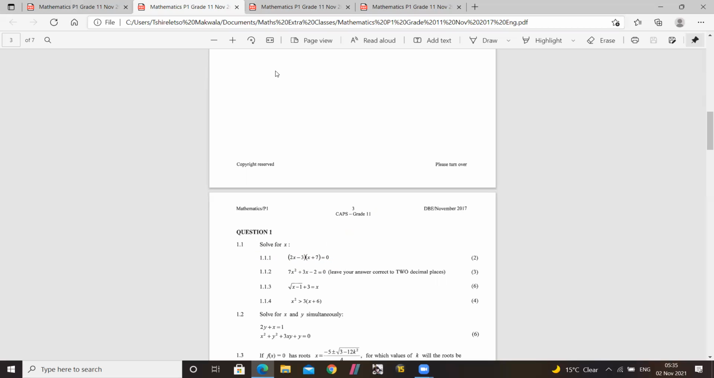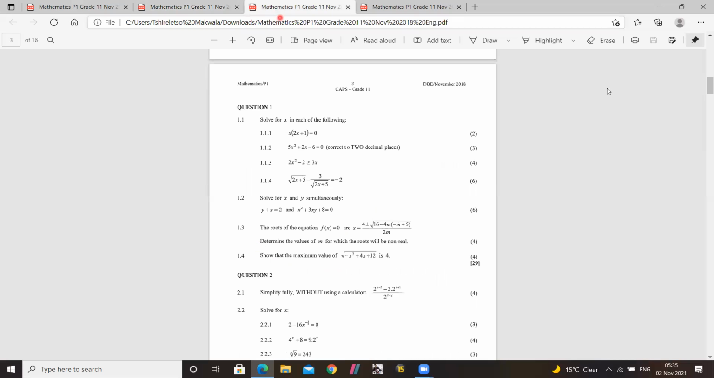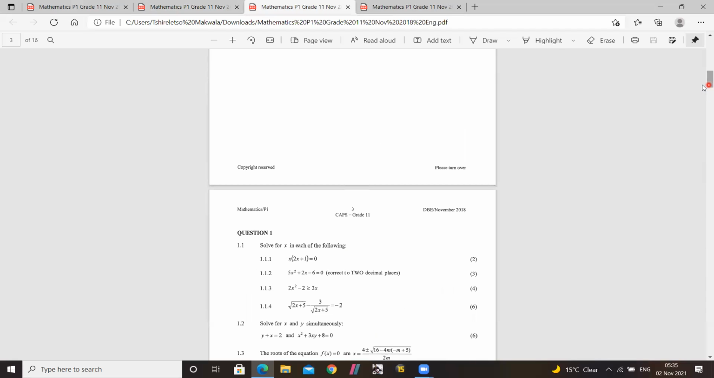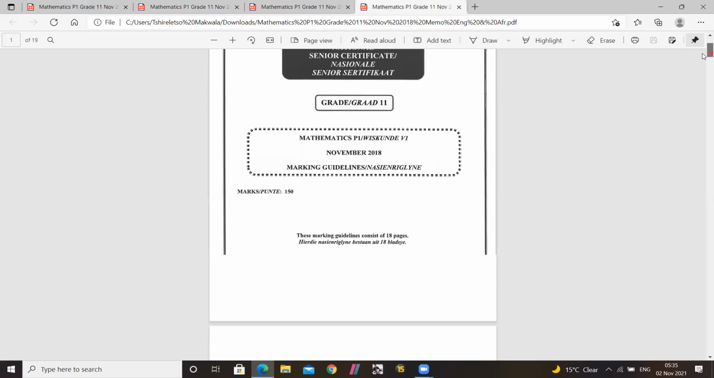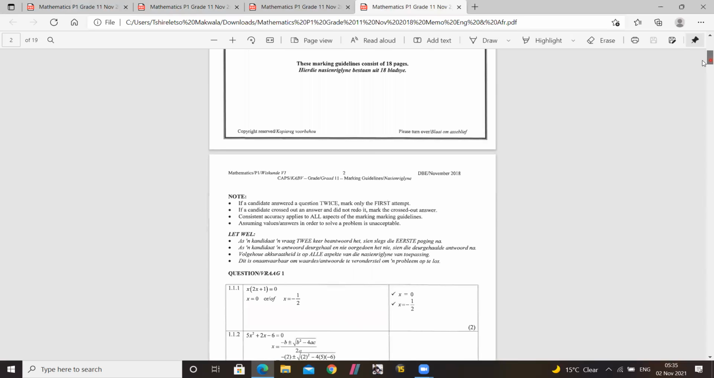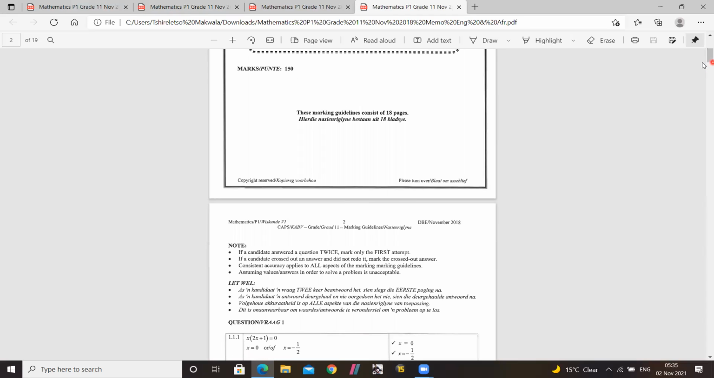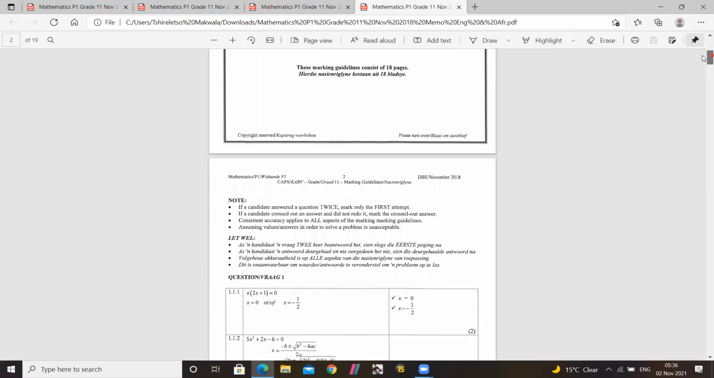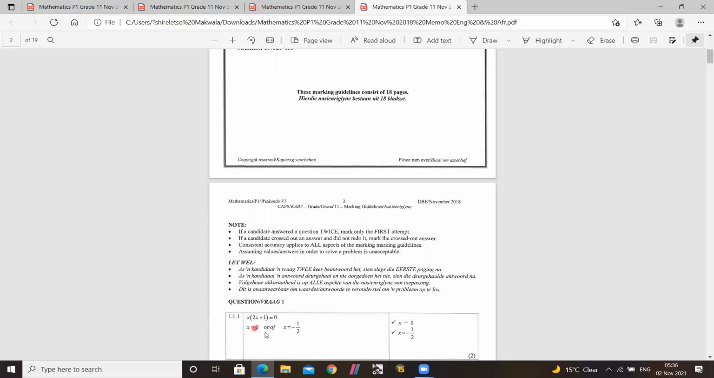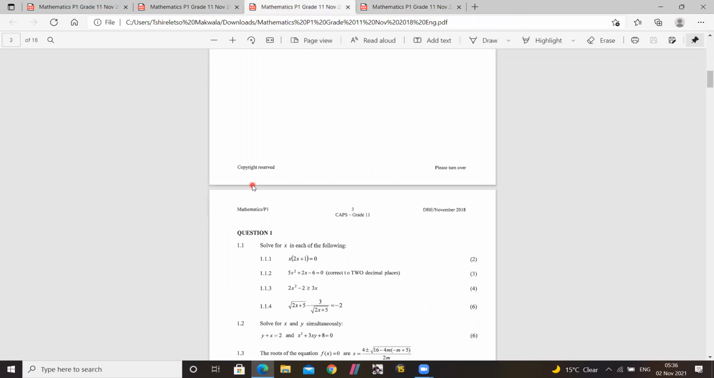So I'm gonna go back to the 2018 paper. So that's the first thing. That's the first type of question they have. So you have 2 marks and the bracket. So all you just do is give the answer, and for 1.1 you just equate these things to 0, let this bracket be 0, then solve for x normally. I hope that one you get. So that's the first type of question.